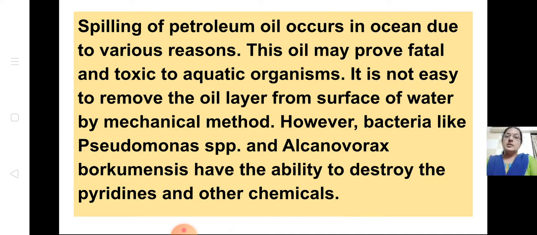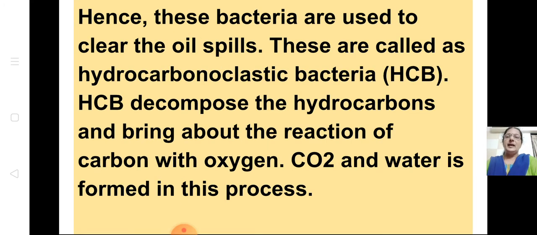However, we use bacteria like Pseudomonas species and Alcanivorax borkumensis. These two bacteria we have to use. They have the ability to destroy pyridines and other chemicals, which is not possible by mechanical method. So bacteria like Pseudomonas species and Alcanivorax borkumensis have the ability to destroy the pyridine and other chemicals present in the oil. Hence these bacteria are used to clear the oil spills.